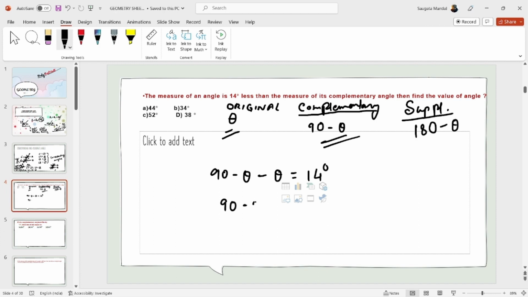90 degree minus 2 theta is equal to 14 degree. 2 theta is equal to 76 degree. Therefore, theta is equal to 38 degree. In the question, it is asked what is the value of the original angle? So it must be 38 degree. That is the answer of this question.